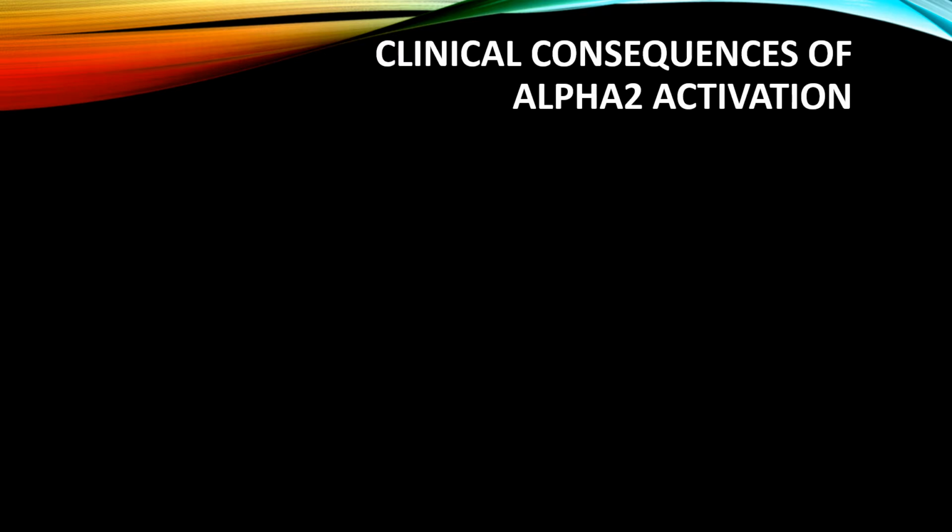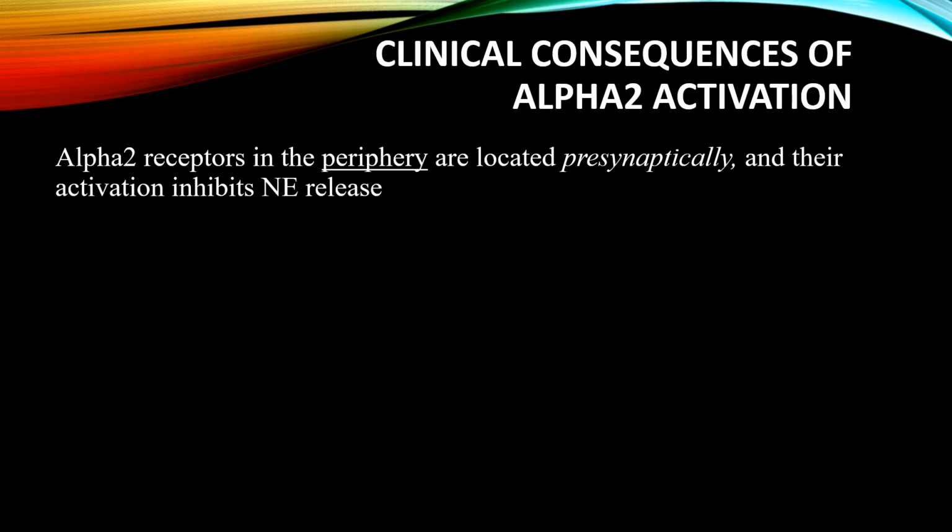So alpha-2 receptors in the periphery are located presynaptically and their activation inhibits norepinephrine release. Several adrenergic agonists are capable of causing alpha-2 activation. However, their ability to activate alpha-2 receptors in the periphery has little clinical significance because there are no therapeutic applications related to activation of peripheral alpha-2 receptors.